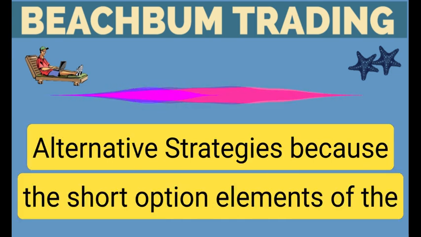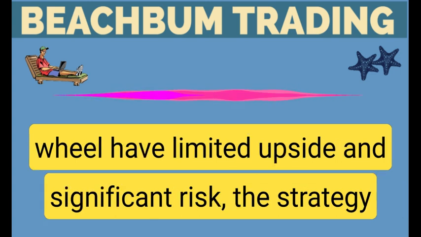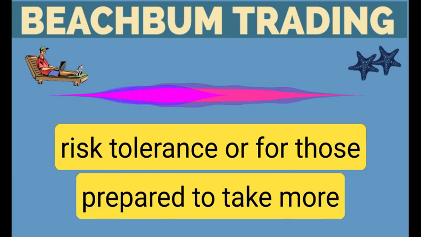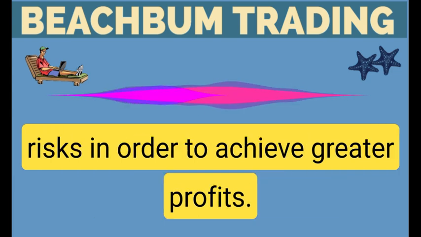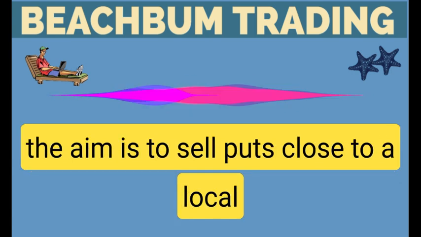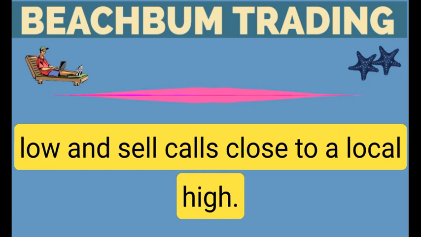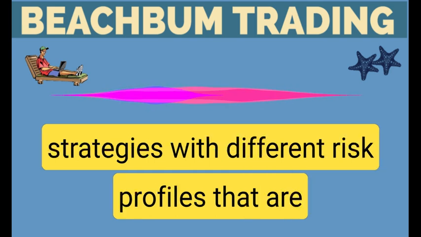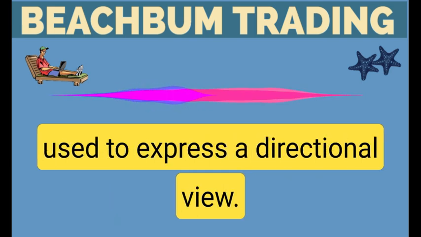Alternative strategies. Because the short option elements of the wheel have limited upside and significant risk, the strategy may not be suitable for investors with a lower risk tolerance or for those prepared to take more risks in order to achieve greater profits. However, the wheel strategy is essentially a range trade where the aim is to sell puts close to a local low and sell calls close to a local high. Knowing this, we can look for other strategies with different risk profiles that are used to express a directional view.